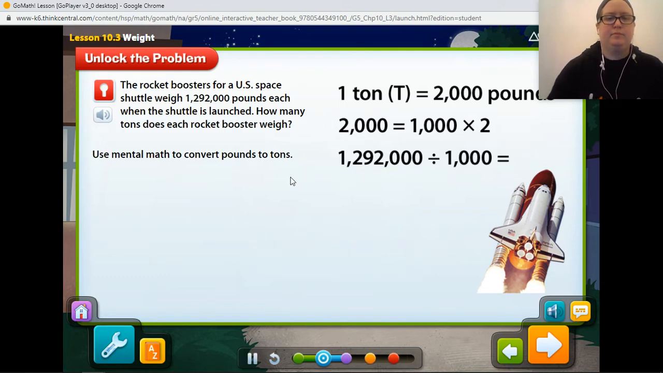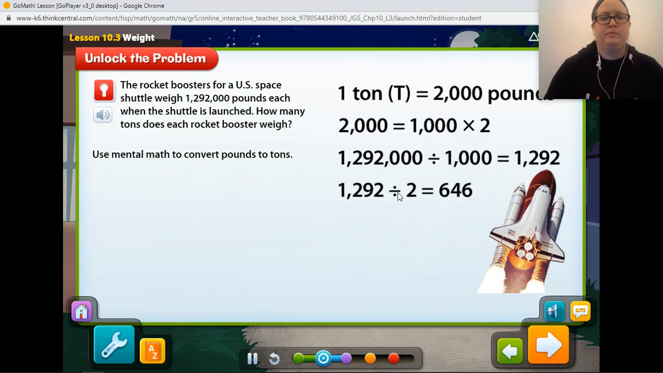You can easily divide by 1,000. You can now divide the quotient by the second factor, 2. This gives you 646. Each rocket booster weighs 646 tons.